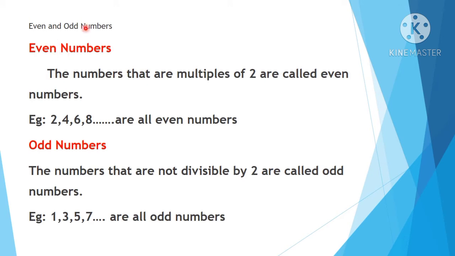Even and odd numbers. Okay, even and odd numbers. What is even numbers, children? The number which is divisible by 2. When you divide any number by 2 and you are getting the remainder as 0, that number is known as even numbers. Okay, the numbers that are multiples of 2. Multiples of 2 means also like 2 table, 2, 4, 6. These numbers will be divisible by 2, right? So these numbers that are multiples of 2 are called even numbers. Okay, so easy to say, if any number is divisible by 2, then that number is known as even number.